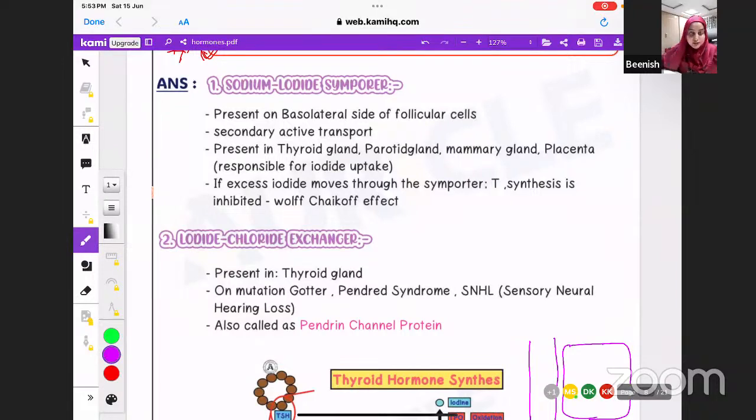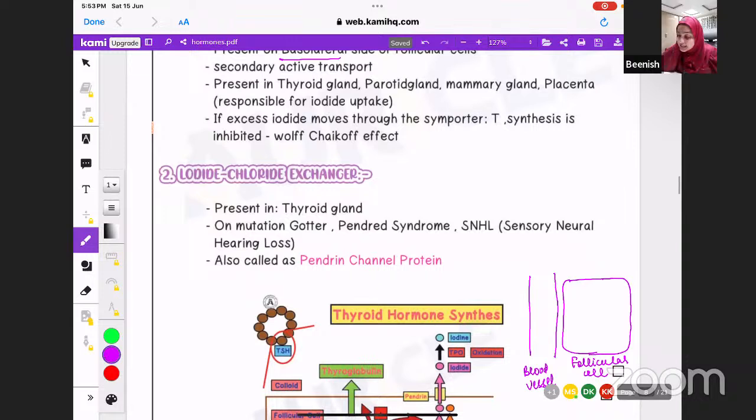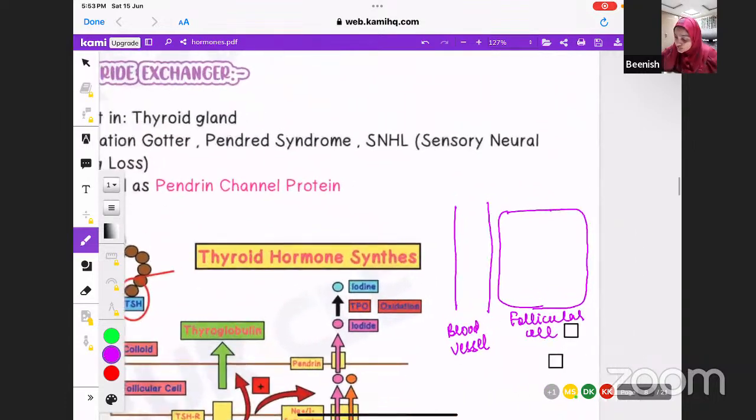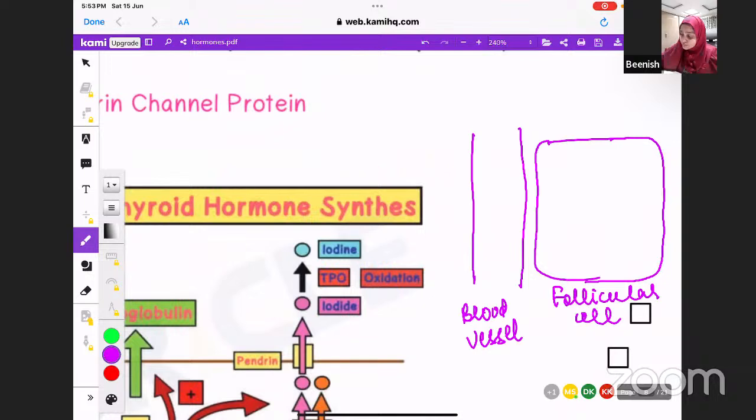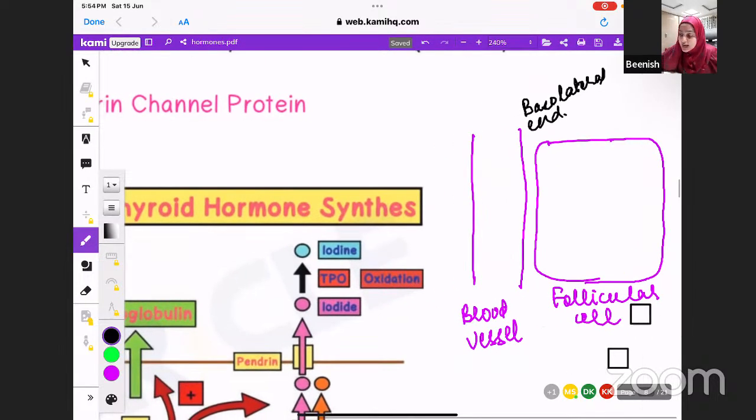Before we start with that, let's talk about what is the basolateral side and what is the apical end. The basolateral end is that end which is close to the blood vessel, and the apical end is that end which is away from the blood vessel. In this diagram that I've drawn, I've drawn this follicular cell and a blood vessel. Now this end which is close to the blood vessel is considered the basolateral end. As you can see, this end of the follicular cell is close to the blood vessel. This is the basolateral end, and the other end, which is away from the blood vessel, is considered the apical end.